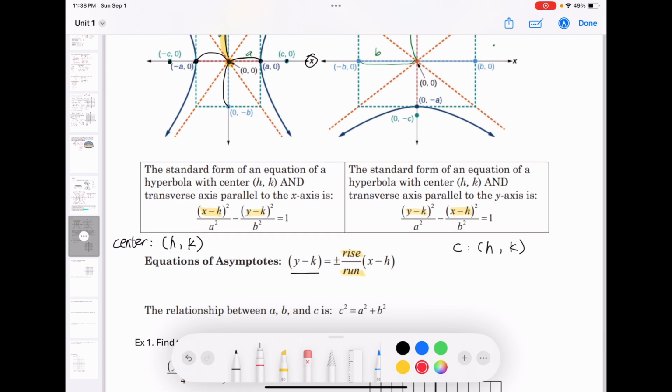So let's do the conclusion. For the first formula, transverse axis parallel to the x-axis, the asymptotes are y minus k is equal to plus or minus b over a, which is the rise over run, times x minus h. And for the second formula, the asymptotes are the same thing: y minus k is equal to plus or minus a over b times x minus h.